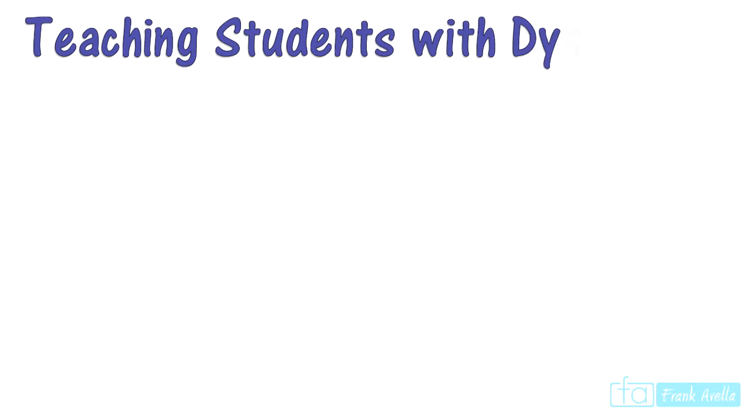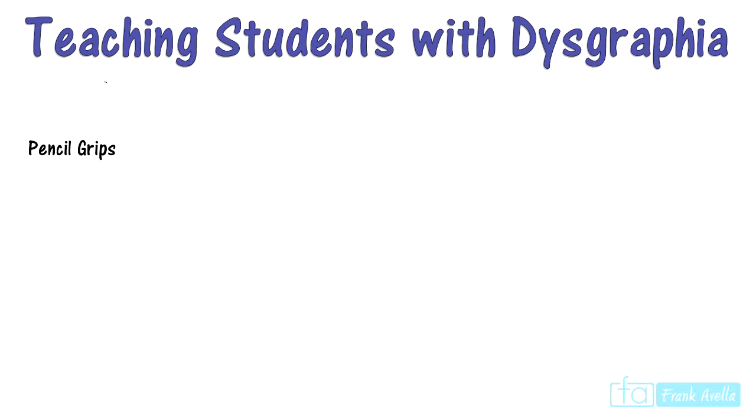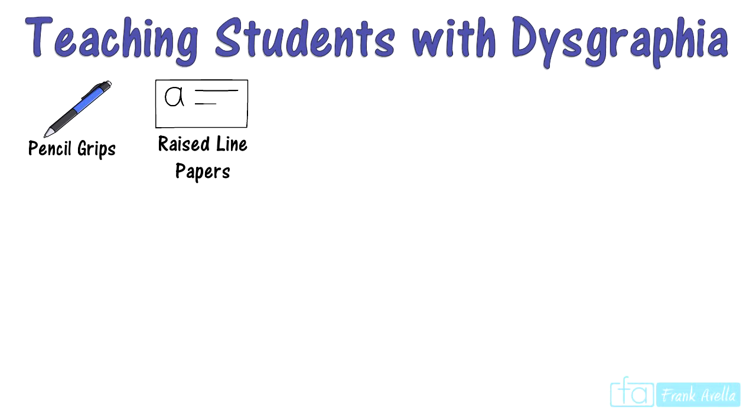This video will introduce several different teaching strategies, modifications, and accommodations for students with dysgraphia. Pencil and pen grips are used to improve handwriting, which gives more control to the writer. It also helps reduce hand fatigue. Next, raised line papers are used as a sensory guide for students with disabilities.